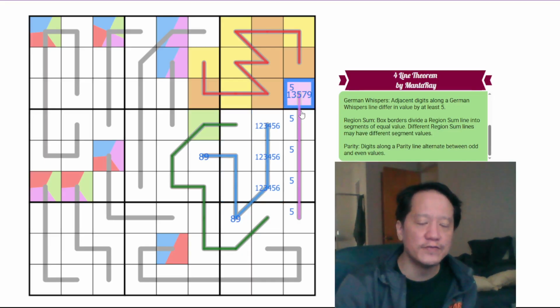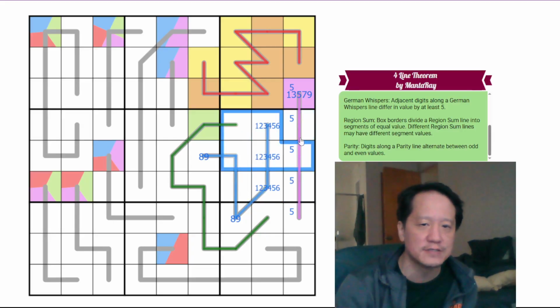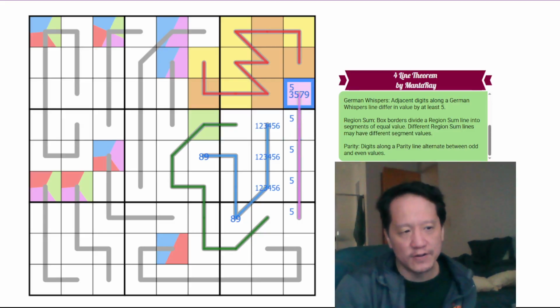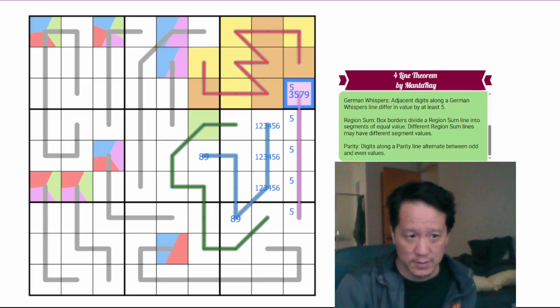So to have this be 1 through 5, at least 2 of these digits must be low. And therefore, we would have 5 low digits in box 6, which is not allowed. So this can never be 1 through 5. Can it be 2 through 6? Possibly. We just know this is an odd digit here. So let's remove coloring there. This is an odd digit.